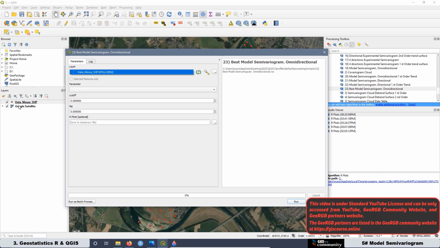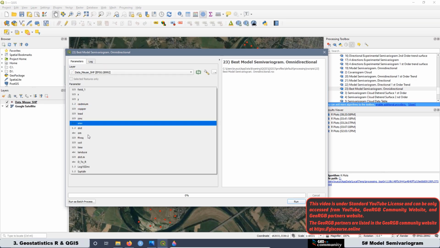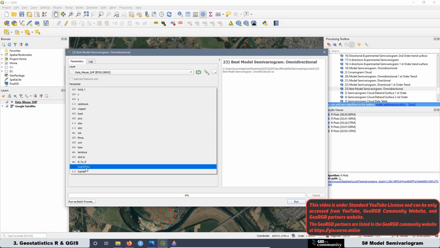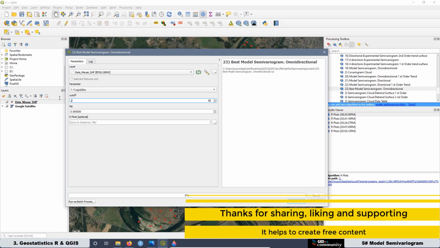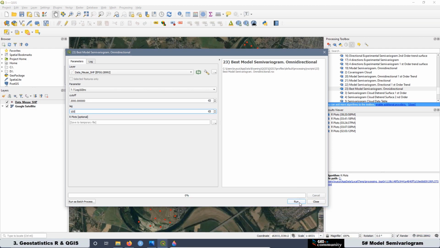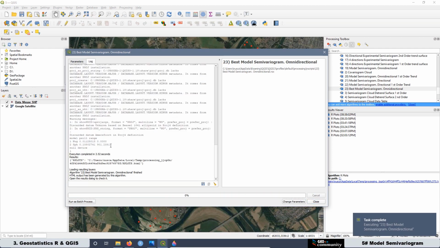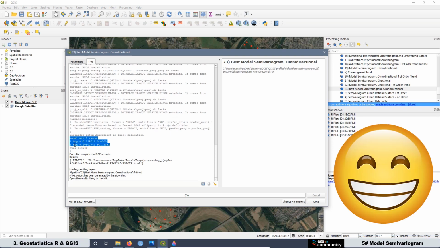Later we are going to work on a script that is going to provide us what is the best theoretical semivariogram model that fits our data. And this process is going to be automatic. Then the only thing we have to do is to provide the data, and the software is going to tell us what is the best model. It makes our lives easy.